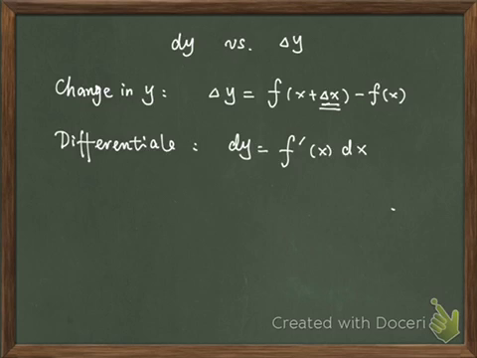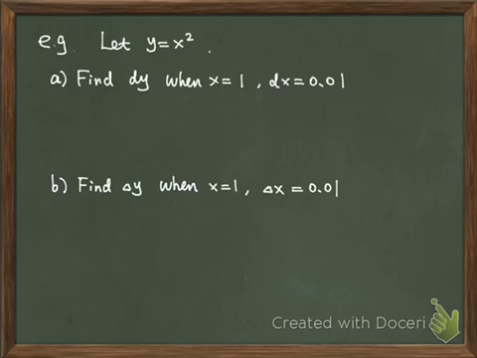Let's take a look at an example to compare delta y and dy. Here's a function we're given, y equals x squared. It is differentiable, it is continuous, and we want to calculate at a specific point. Let's say for either case we want to calculate at x equal to 1, and dx and delta x are both set to be 0.01.